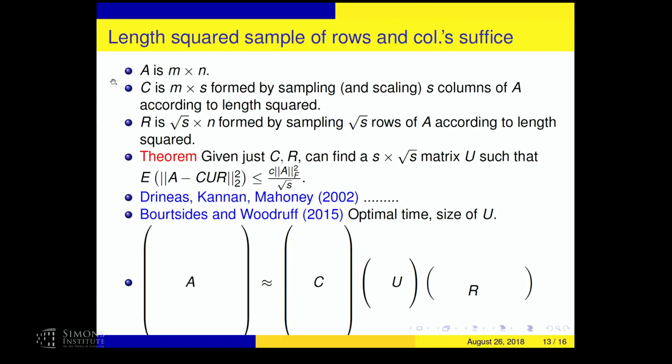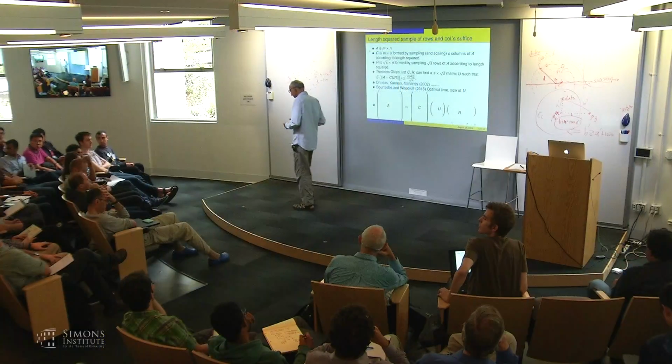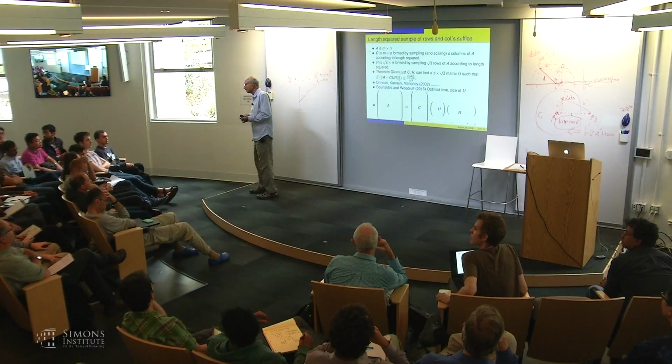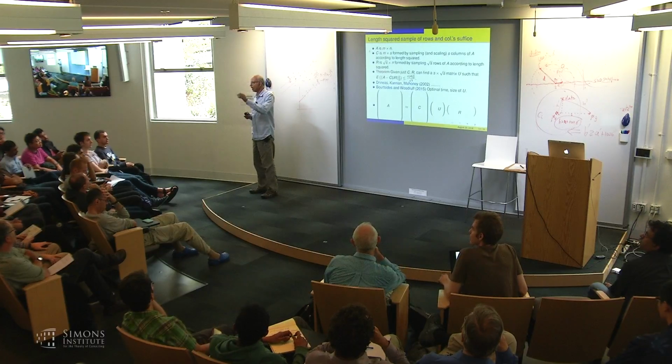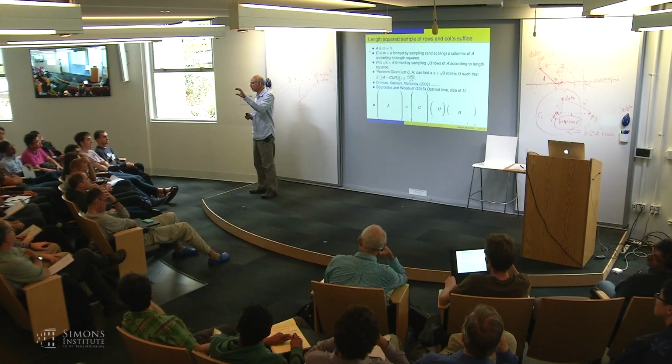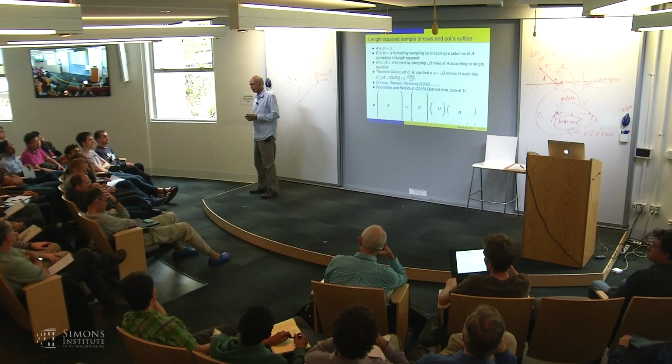Yeah? If you just take the rows with the largest norm and the columns with the largest norm, is there a counterexample that you can't? Yeah, so if you had one column with epsilon greater norm than a zillion other columns, you get the wrong answer, right? You've missed the zillion other columns. Yeah, something like that.